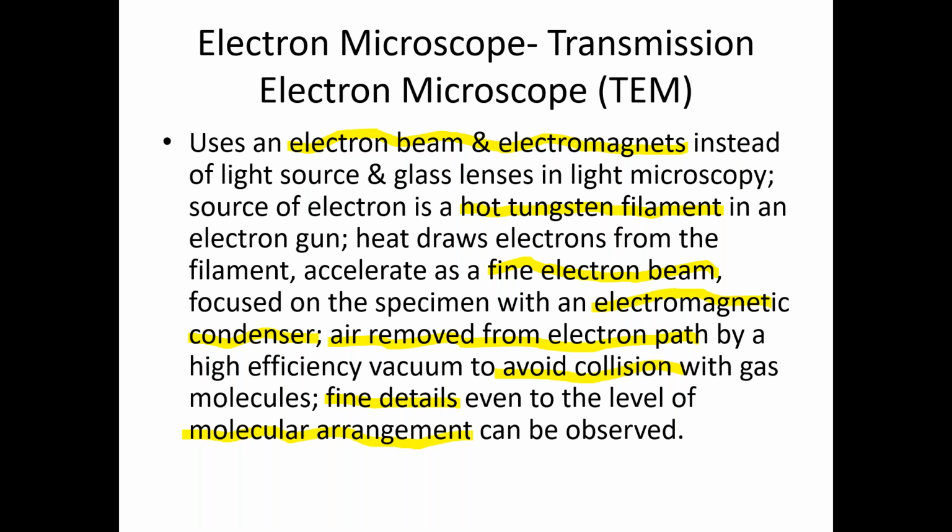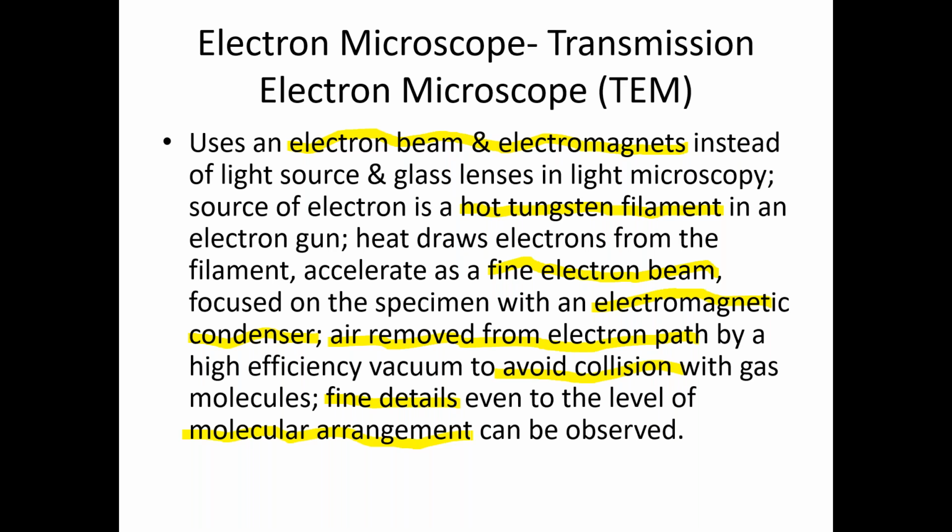So basically, in transmission electron microscope, the mechanism is very simple. Whether it is transmission electron microscope or scanning electron microscope, both of them use an electron beam and electron magnets instead of a light source and glass lenses. Now, the source of electrons is a hot tungsten filament. How is the tungsten filament made hot? By applying a suitable voltage, maybe around 60,000 volts.